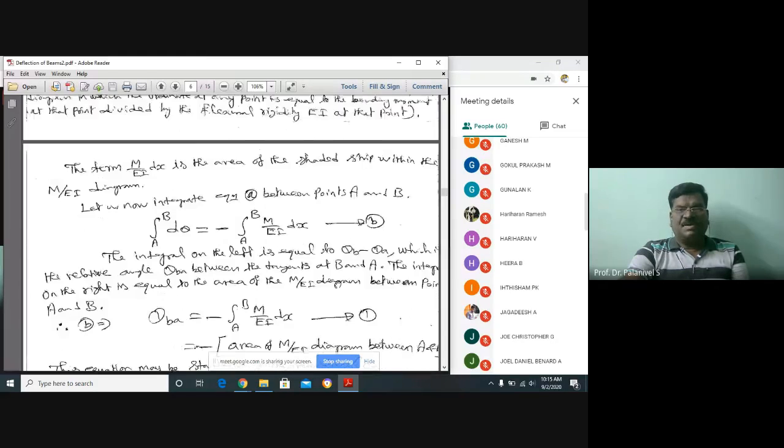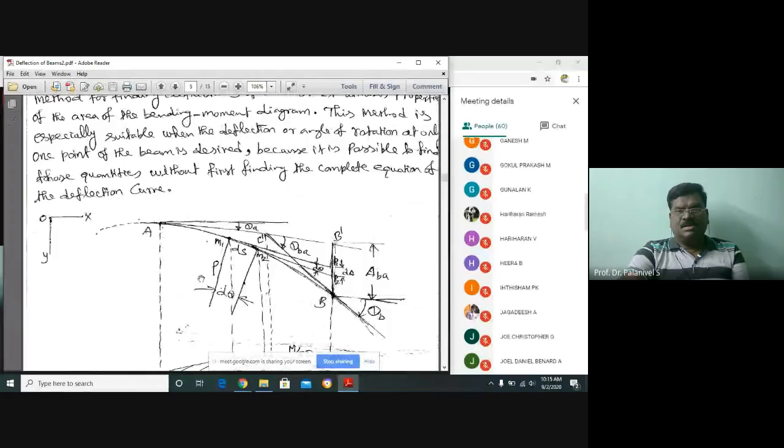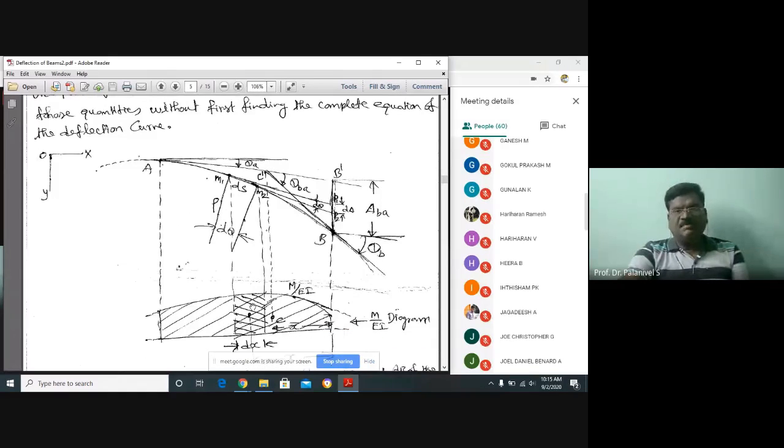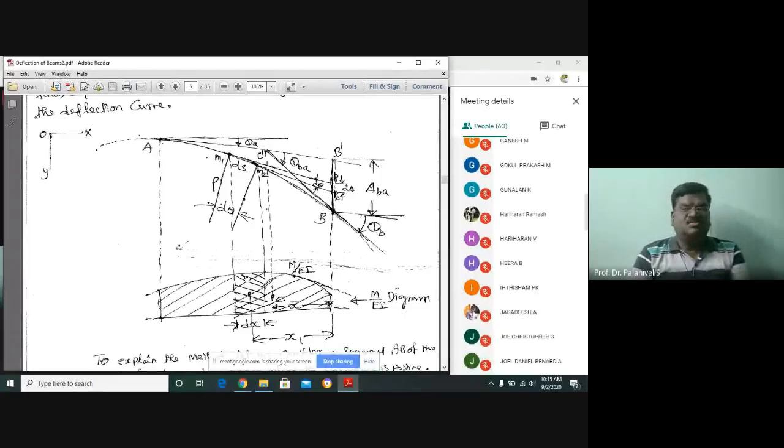So first, the first moment area theorem states: you have a deflection curve of a beam. You take any 2 points on the curve. The relative angle of rotation between the tangents at those points is equal to the area of the M by EI diagram between those points. That is called the first moment area theorem.